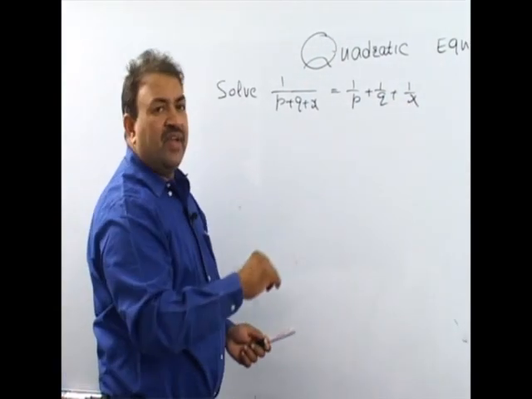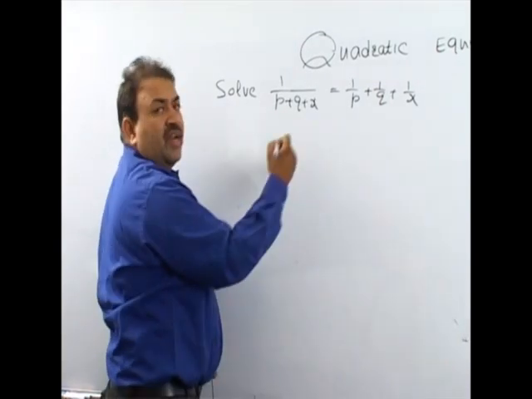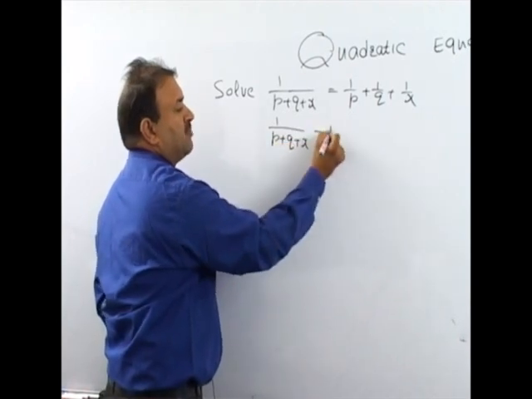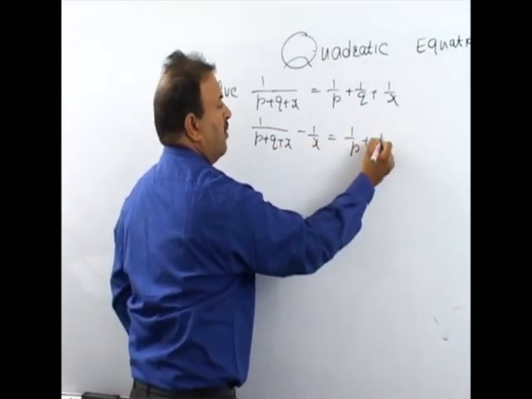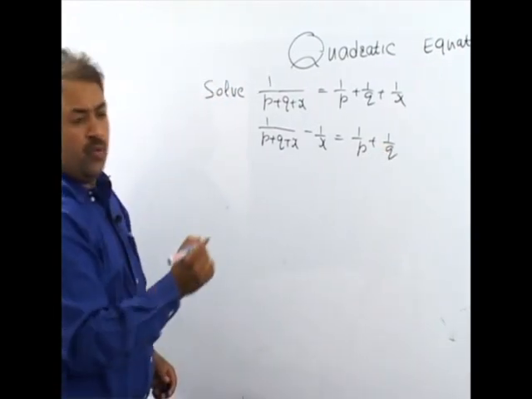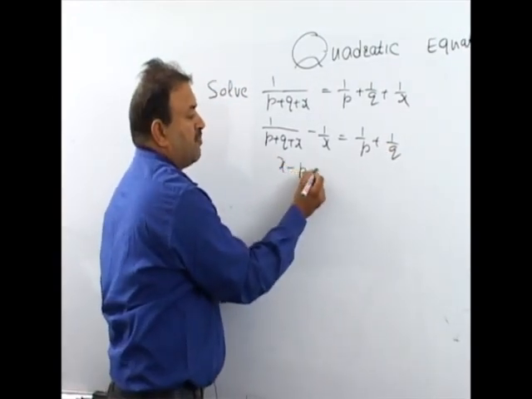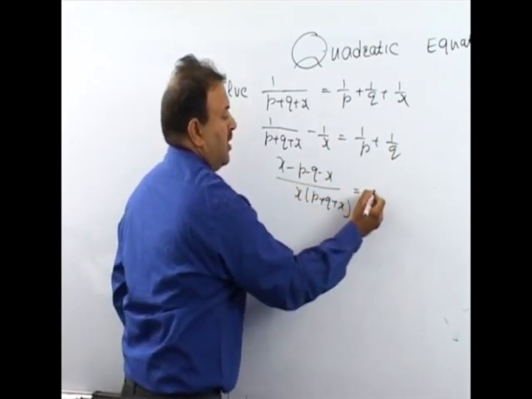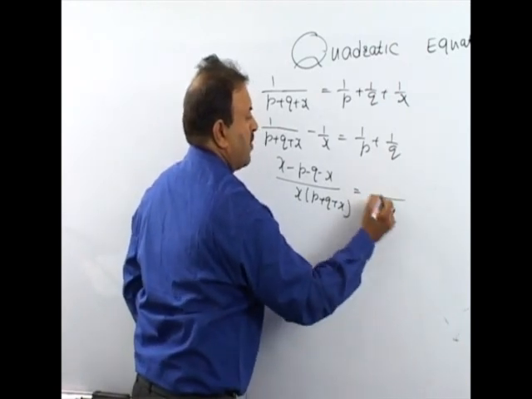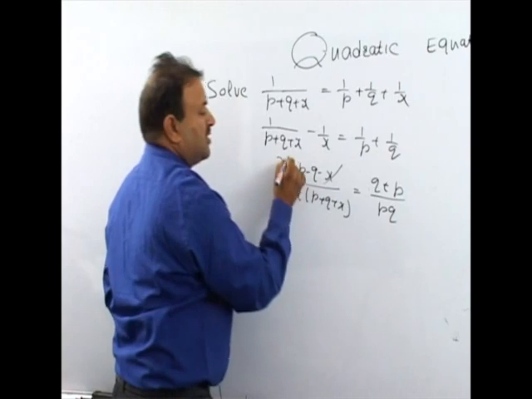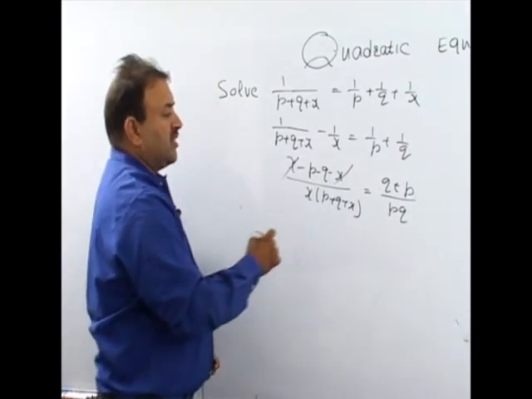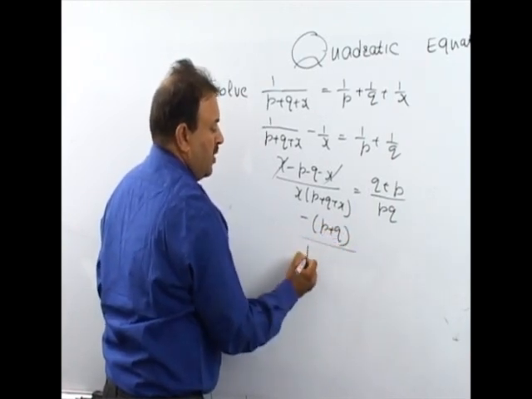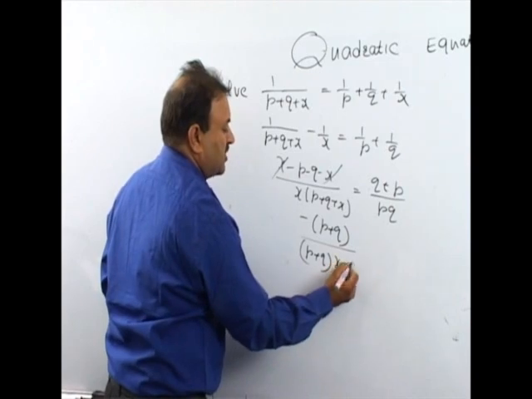In the same way we did the last question, we'll rearrange the terms. 1 upon p plus q plus x minus 1 upon x, 1 upon p, 1 upon q. Now we take the LCM: x minus p minus q minus x over x into p plus q plus x, which is equal to pq over q plus p. The x will cancel out with each other. Now we are left with minus of p plus q over p plus q into x plus x square.